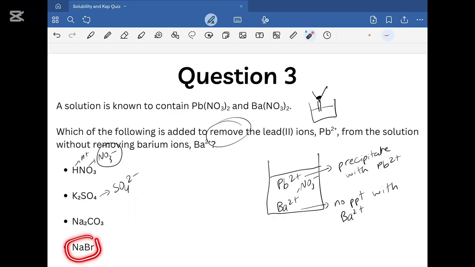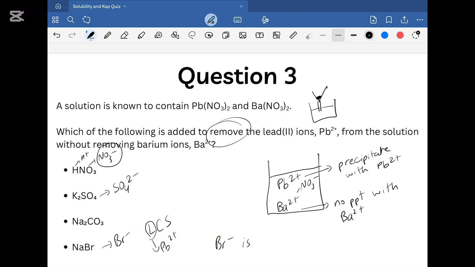If I go to Br-, Br- is insoluble with LCS, and L stands for Pb2+. However, Br- is soluble with Ba2+. So since it's soluble with Ba2+ and insoluble with the Pb2+, the only correct option is NaBr.